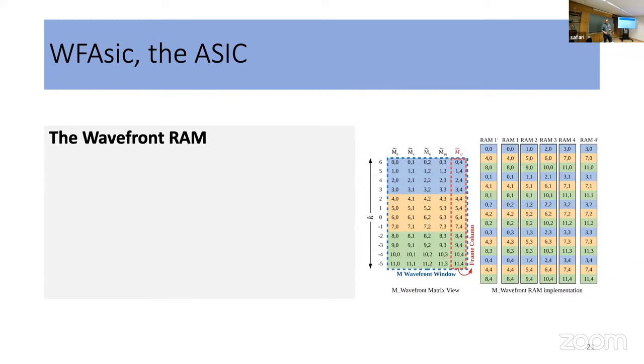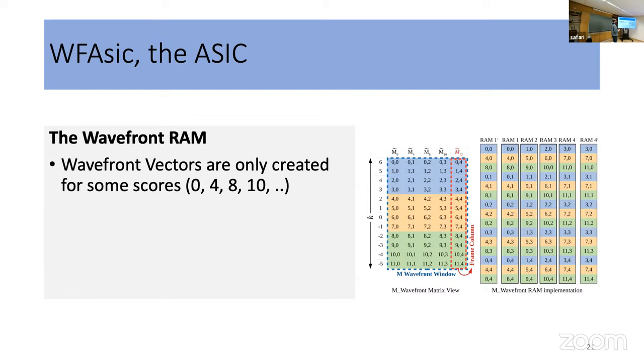Now, for the last part of the ASIC itself, we're going to talk a bit about the wavefront RAM. You see here an illustration of the different error vectors. Again, only the M vectors are shown for clarity, but it's analogous for the I and D vectors. This is about the most complicated part of the ASIC to understand, but the main principle is these are the error vectors currently in memory that we need to compute the next error vector. We only need them for some scores based on how the error scores are assigned.